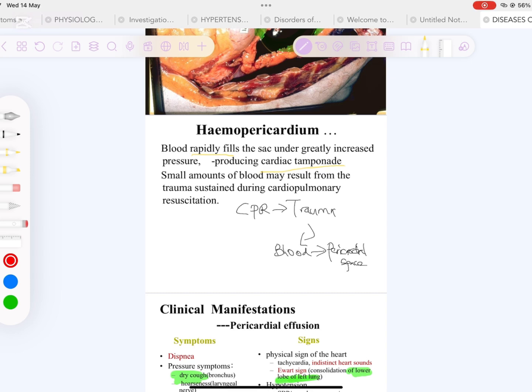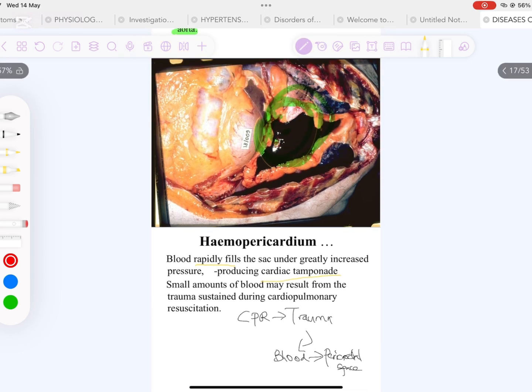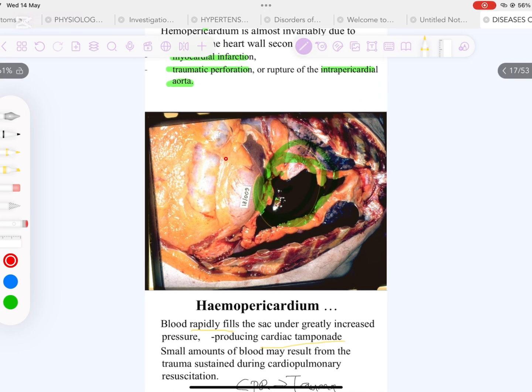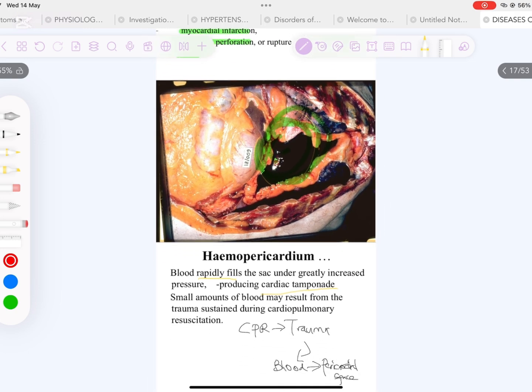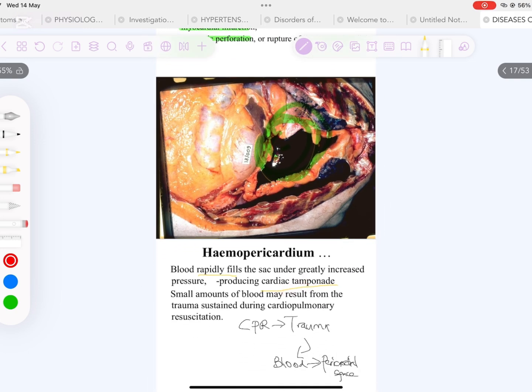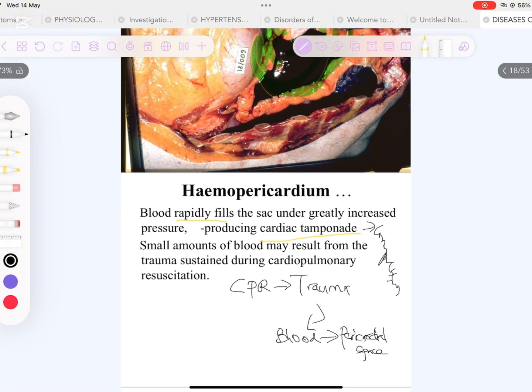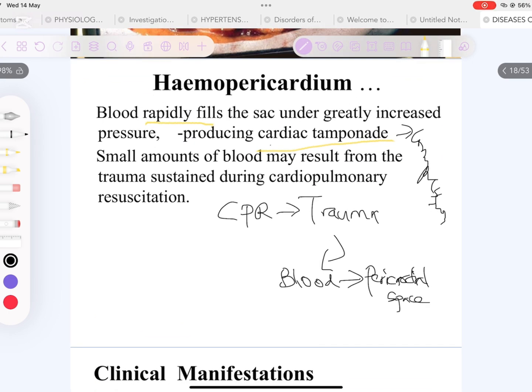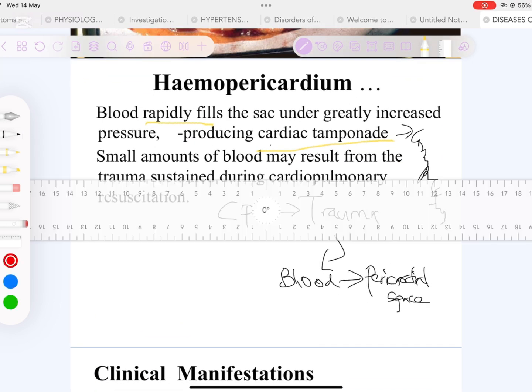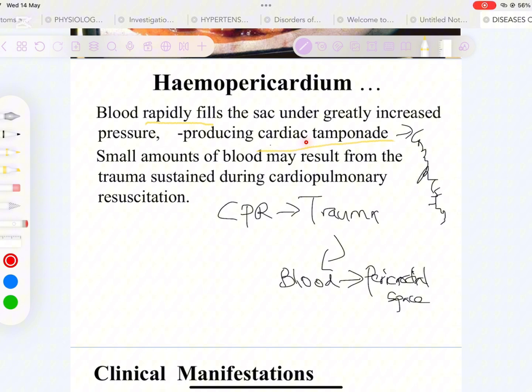Now, cardiac tamponade is when, let's use this image, let's say this is the left ventricle here. This blood, obviously, is going to be pushing this heart. So when there is compression, that's the word we are going to use, compression of the heart, that is when you see cardiac tamponade. So there is cardiac tamponade.